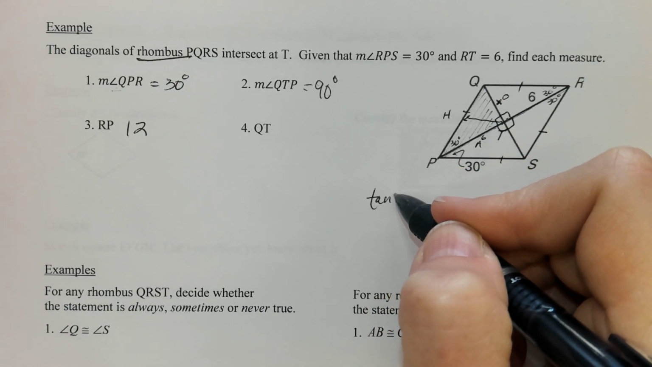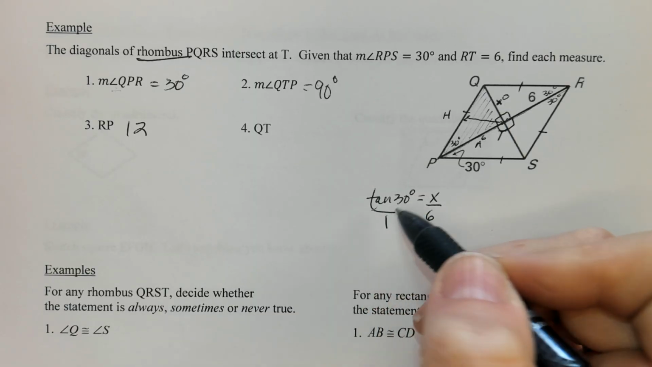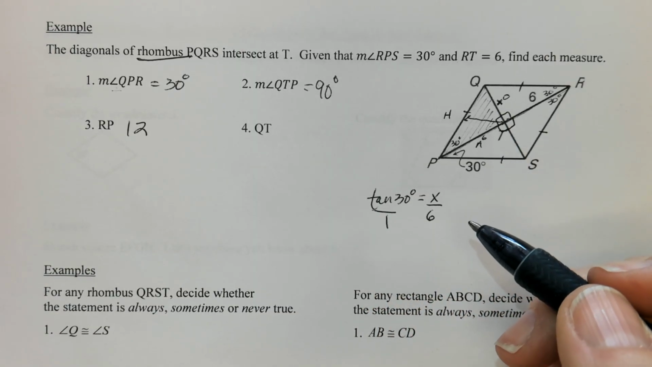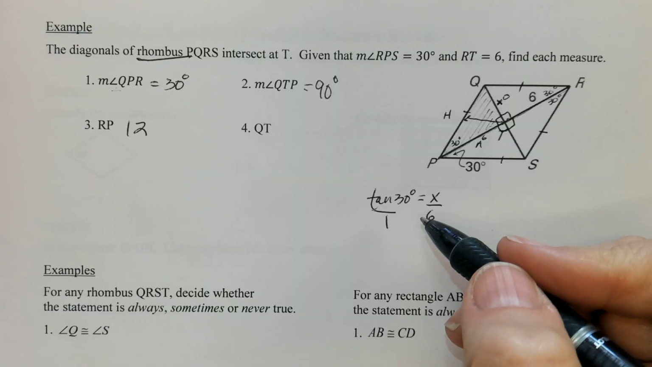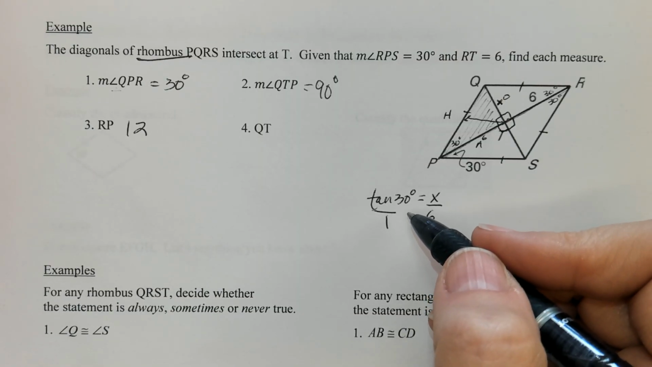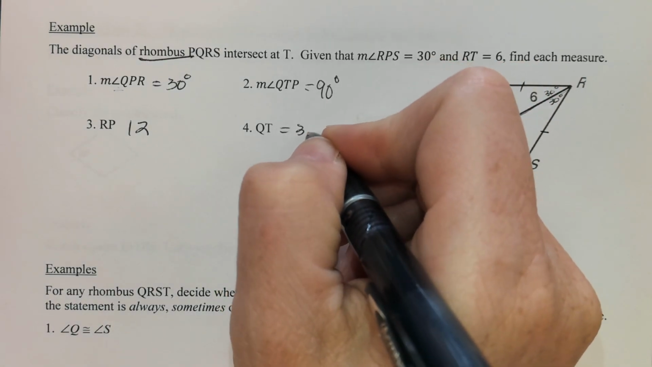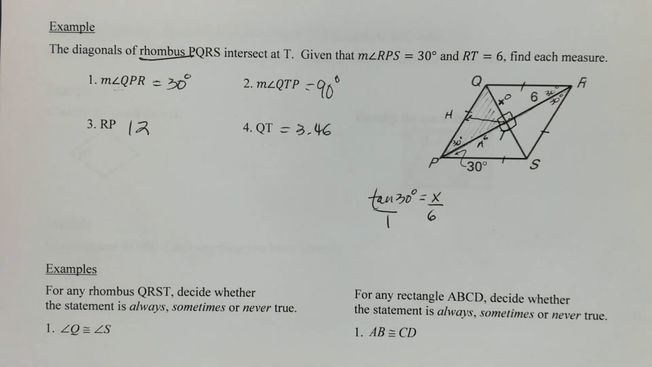So it looks like I've got tangent of 30 equals opposite over adjacent. Grab my calculator real quick. And we're just going to do 6 times tangent of 30. Whoops. 6 tan 30. And I get about 3.46.